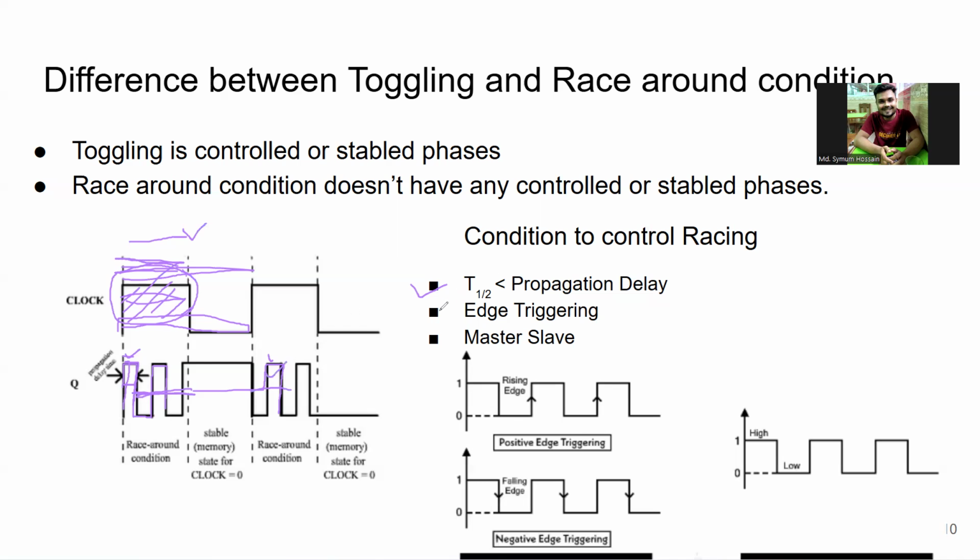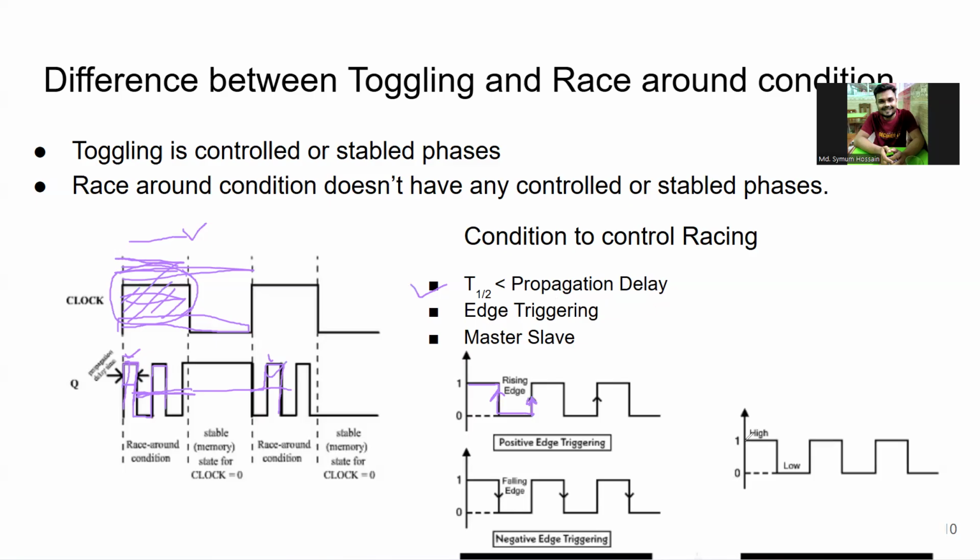And let's see what is edge triggering. Edge triggering means the rising edge here. As you can see, the edge is rising. So suppose it's a clock and it goes from here to there, and after that, in this portion, it will try to rise. So it is a very short amount of time where multiple toggles cannot be generated. That's why edge triggering can control the racing.